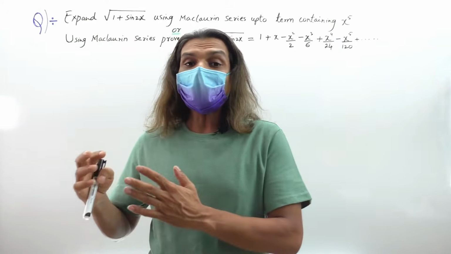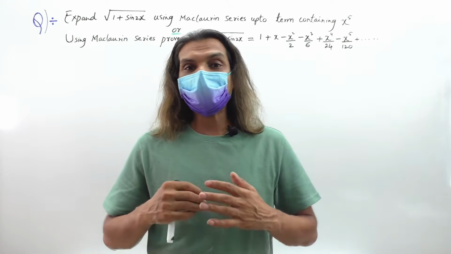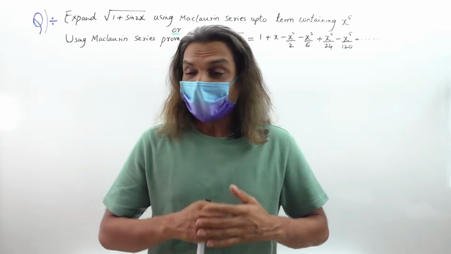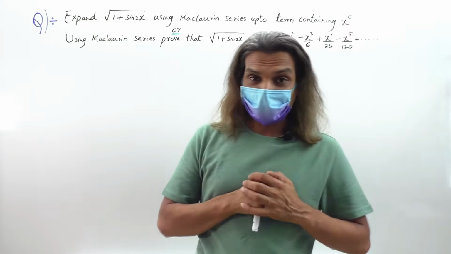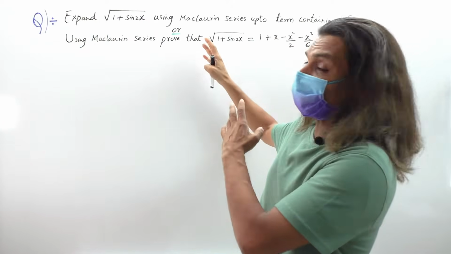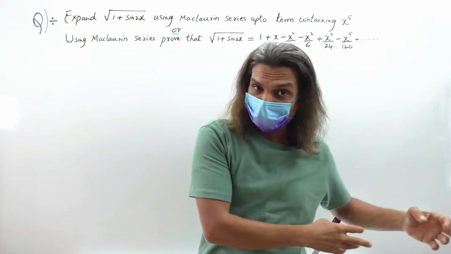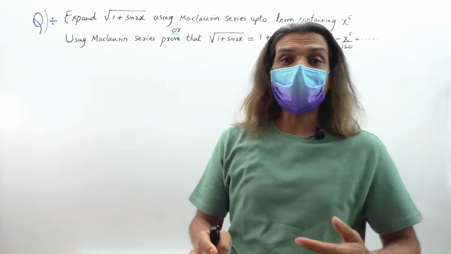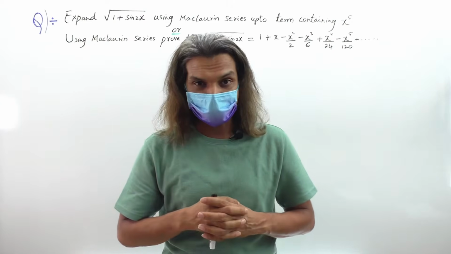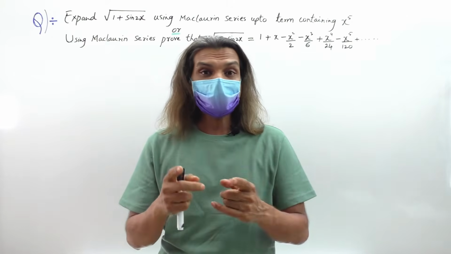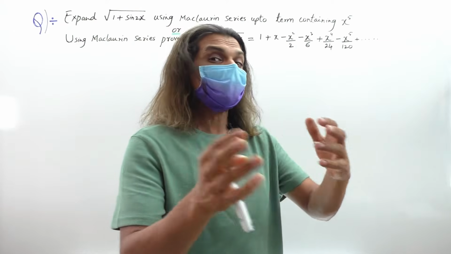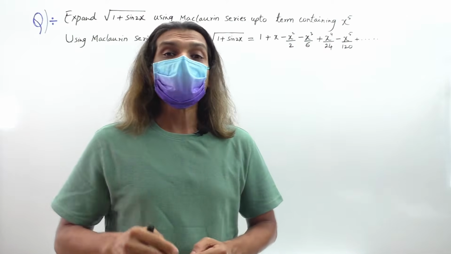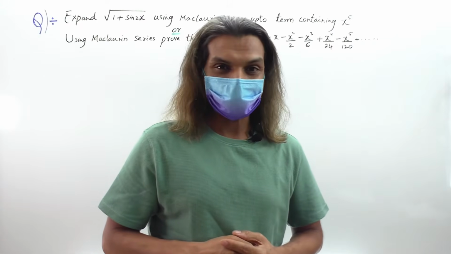As I told you, I will be solving some more examination problems today. One of them is: expand root of 1 plus sin 2x using Maclaurin series. If you refer to the previous question papers, you will find this question asked multiple times in the final examination. So please watch how I am doing it, watch it multiple times and practice with me so that you don't lose marks in the examination.